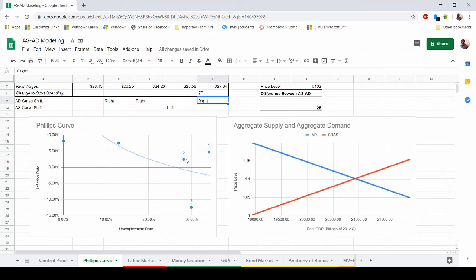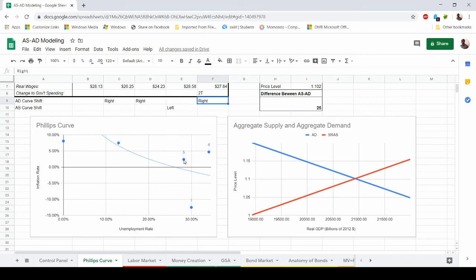Years 1, 2, and 3 are the Phillips phase. From year 3 to year 4 is the stagflation phase. And from year 4 to year 5 is the recovery phase. And notice in the recovery phase, inflation slows down at the same time unemployment decreases.